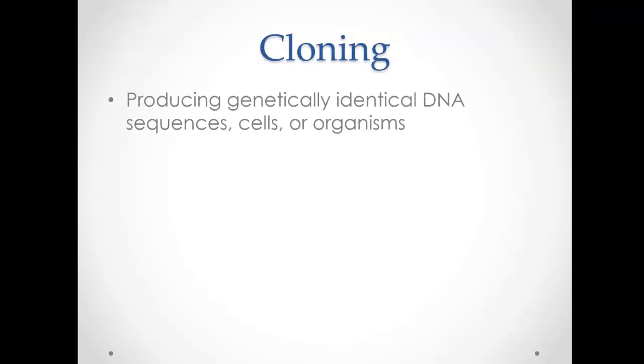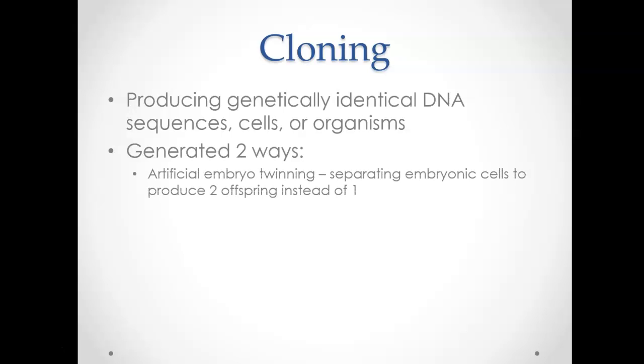Last thing I want to talk about quickly is cloning. There's more here, but I'm just going to talk about cloning before we wrap things up. Cloning is when you produce a genetically identical DNA sequence, a cell, or an organism. And you can make clones in one of two ways. You can take embryonic cells and separate them to produce two distinct offspring instead of one.